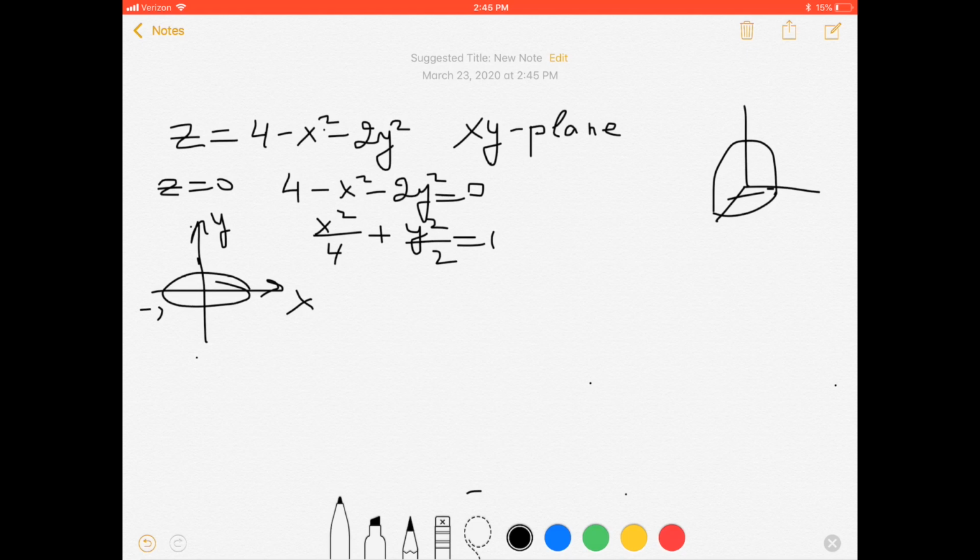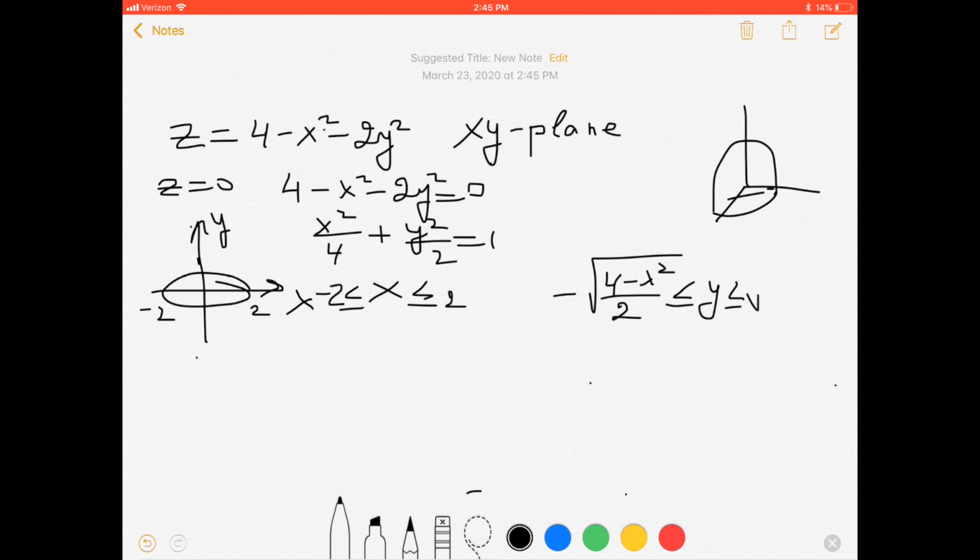where x changes from -2 to 2, and y changes, oops, I need more place to write how y changes. y changes between negative square root of (4 minus x squared) over 2 and square root of (4 minus x squared) over 2. And now we have the region, we need to take the integral.